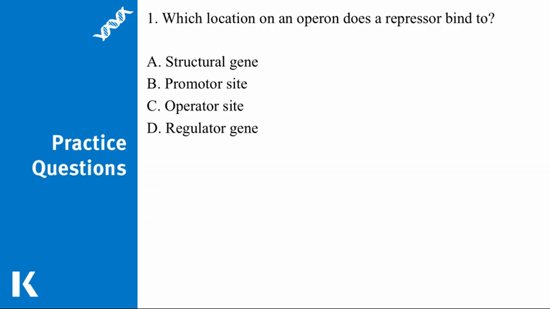Now that you've had a chance to review different kinds of operons, check out how the learning goals are going for you with this question about genes in the operon. The correct answer is C. The repressor binds to the operator site so it can stop RNA polymerase from making gene products.